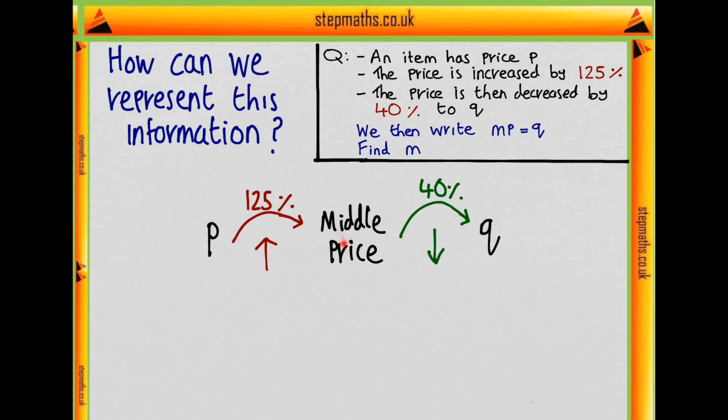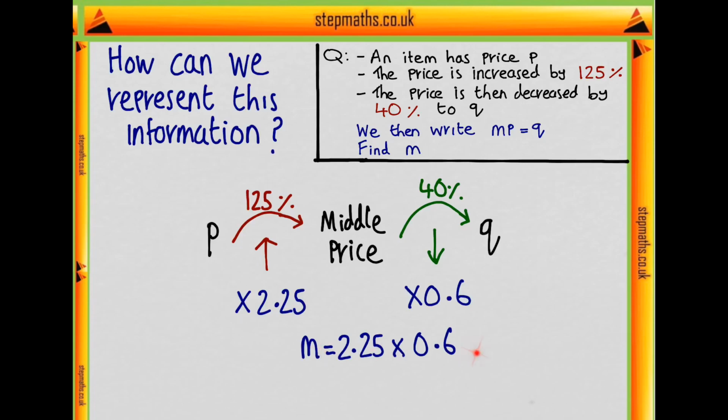So to go from P to here, essentially what we want to do is take 1.25 times the original amount, and then add it to itself, right? I.e., we want 225% of what we began with. So we do that by times by 2.25. And similarly, if we want to decrease by 40%, that's equivalent to taking 60% of what we started with. So we could do this by times it by 0.6. And so to go from P to Q, we times by 2.25 and then times by 0.6. So if MP is equal to Q, our M must be the product of 2.25 and 0.6.